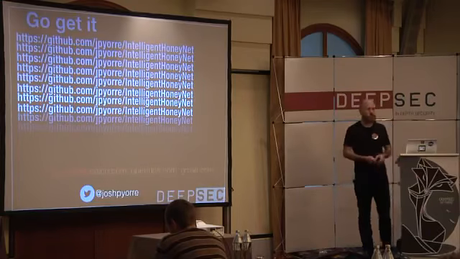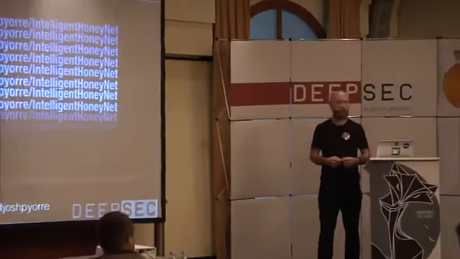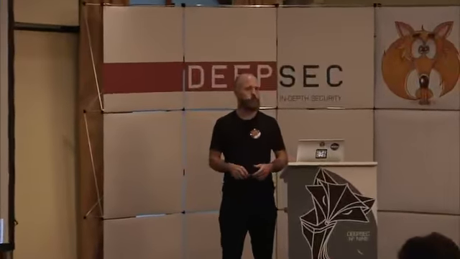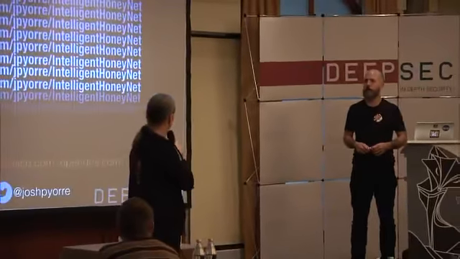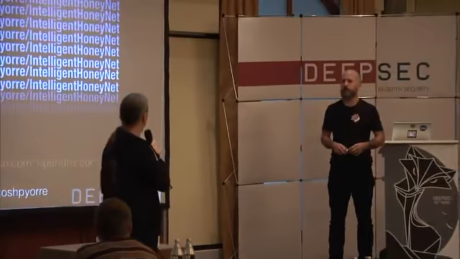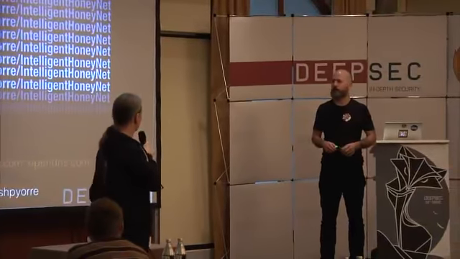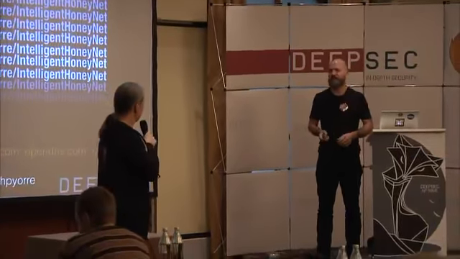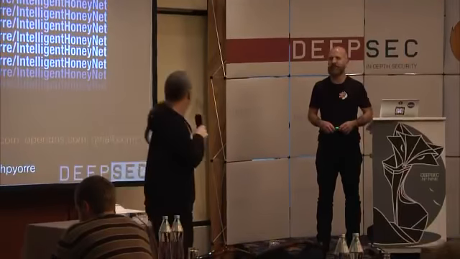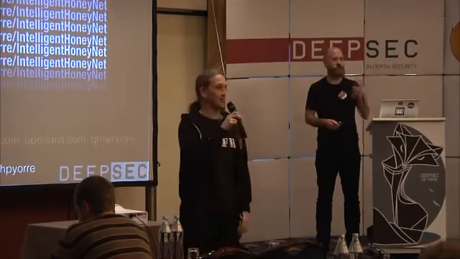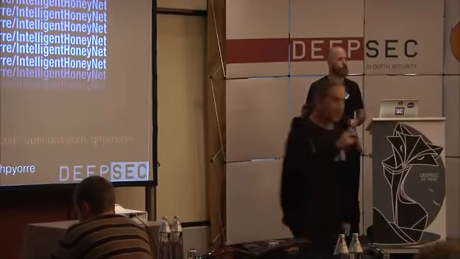Does anyone have any questions? Thanks, Josh. All right. Yeah, the Intelligent Honeynet project is available on GitHub. It uses Python 2.7, and 3.0 both, but this one's 2.7. And you're happy to accept pull requests, I guess. Oh, yeah. So, are there any questions? We have plenty of time for questions.